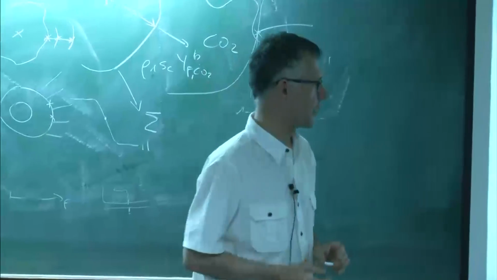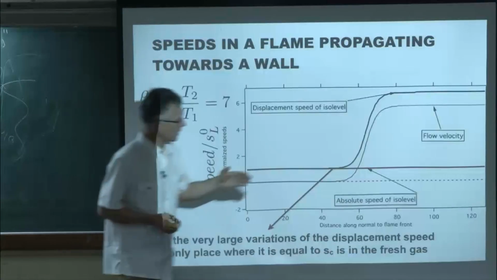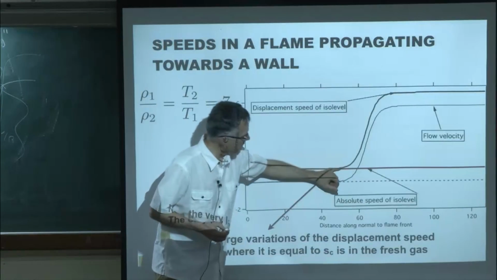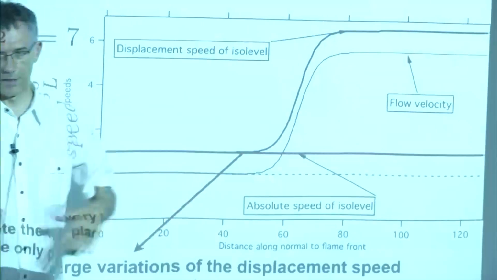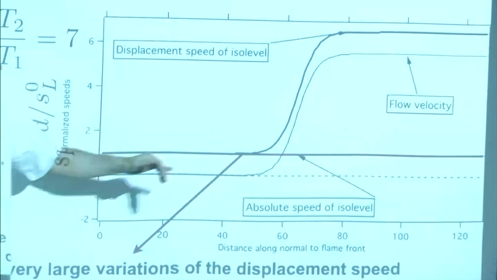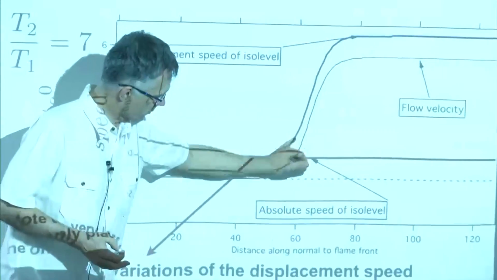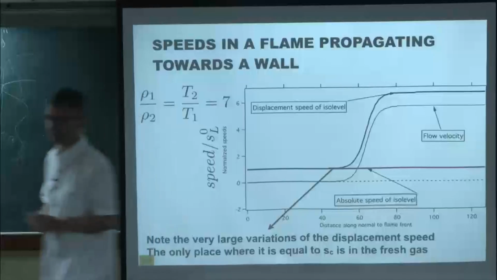And to see also the very large variation of the displacement speed. Normally, you should measure the displacement speed here, but the problem is that here, there is no gradient left, so there's nothing to measure. So it's really difficult to pick up the right displacement speed here.